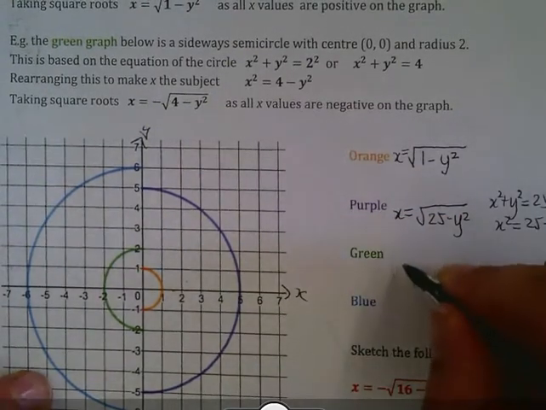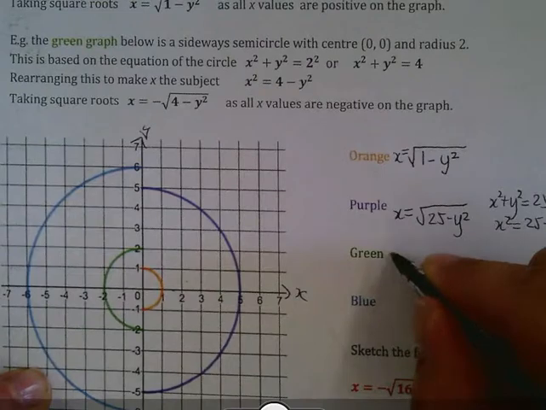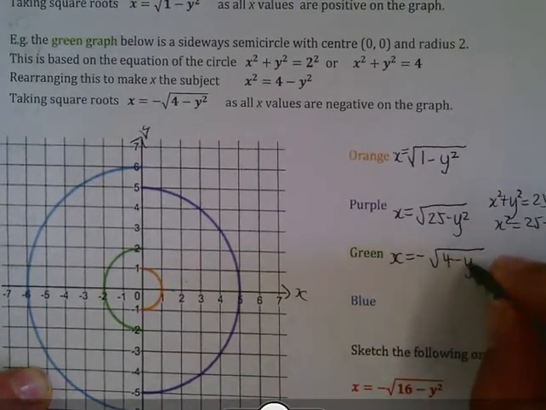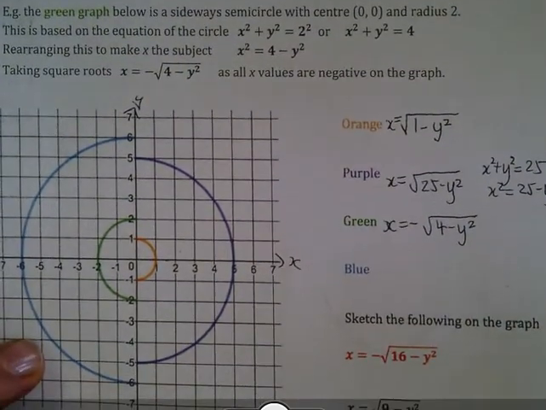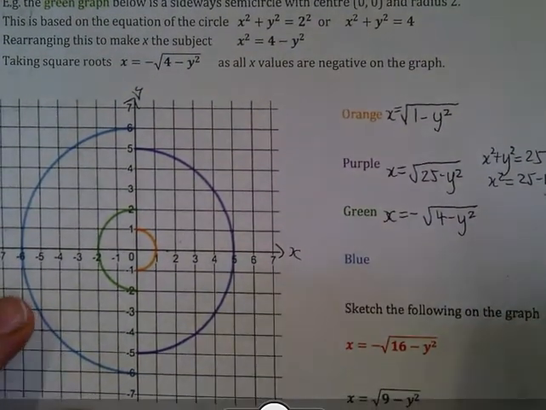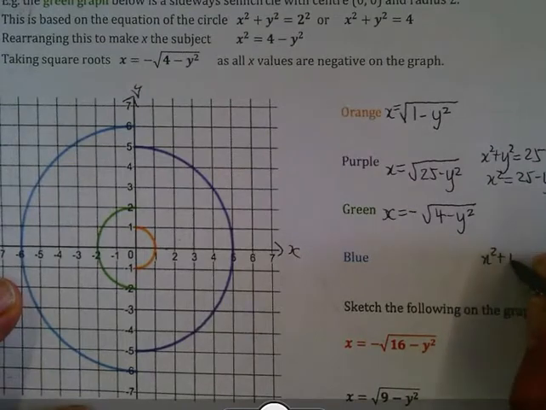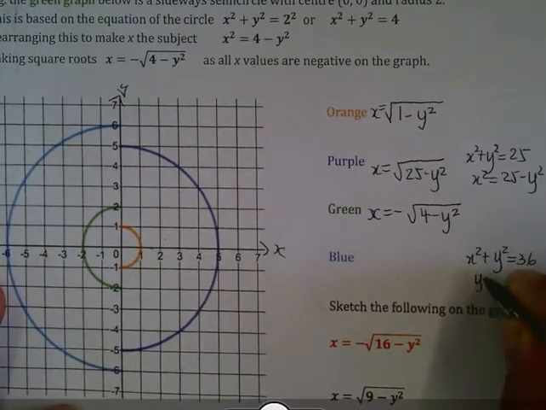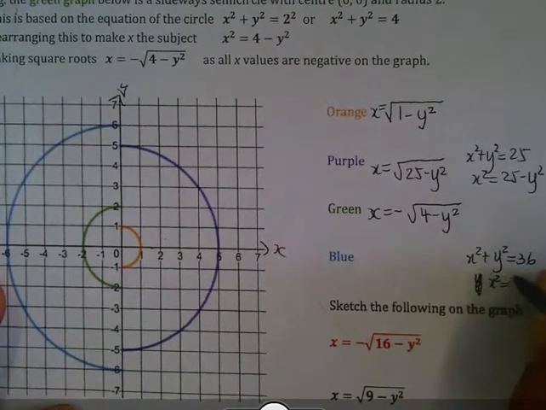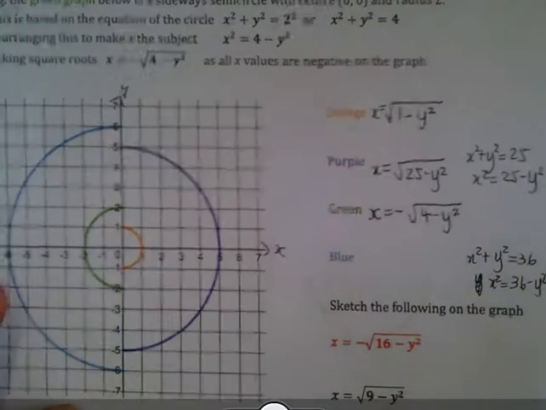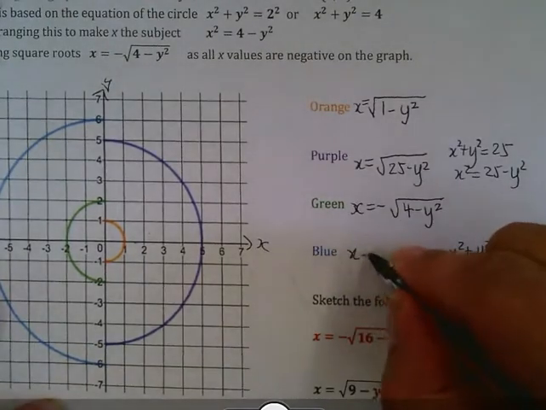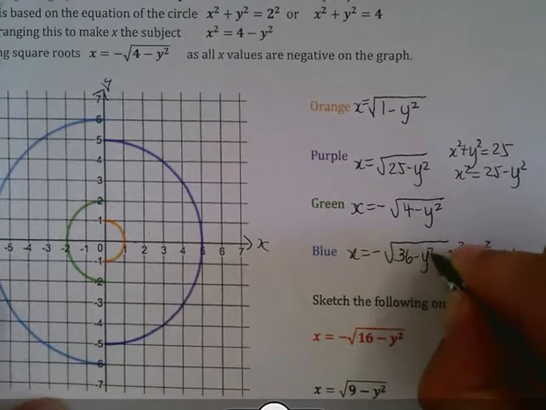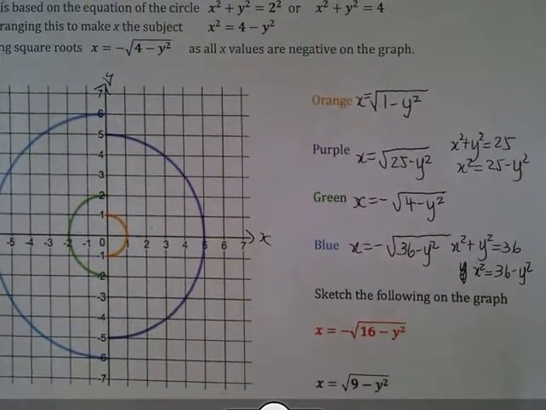All right? So the green graph is what? X is the negative square root of what? 4 minus y squared, because it was based on the circle x squared plus y squared is 4. And the blue graph is based on the circle x squared plus y squared is 6 squared, which is 36. We make x the subject. So what is it going to be? X is the negative square root of what? 36 minus y squared. You then were asked to sketch two other graphs.